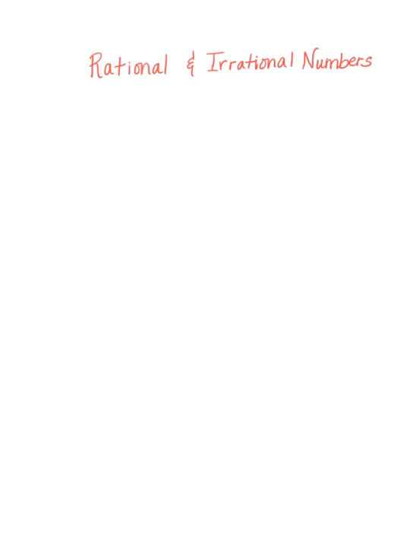Real numbers can be classified in one of two ways. They can either be rational or irrational. So let's start first with what is a rational number. A rational number is any number that can be written as a fraction.